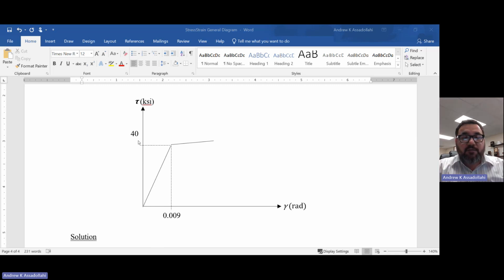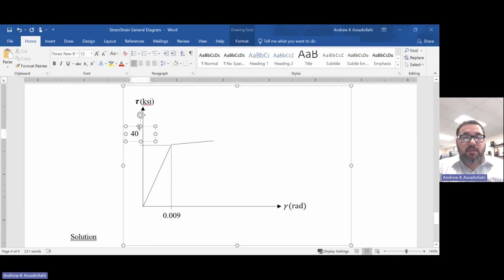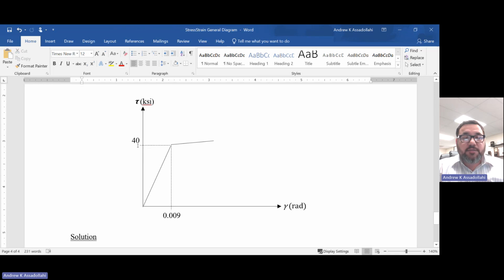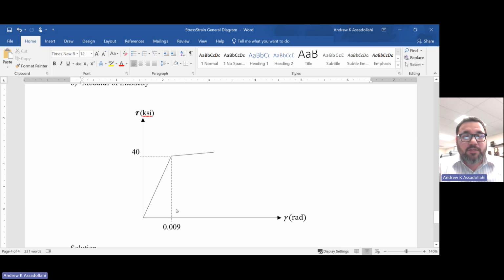And so it's pretty safe to assume that this value right here is 40 KSI. That's the proportional limit shear strain. And the 0.009 is the proportional, I'm sorry, the 40 KSI is the proportional limit shear stress. I was testing you there. And the 0.009 is the proportional limit shear strain. Okay, so let's go ahead and get started.